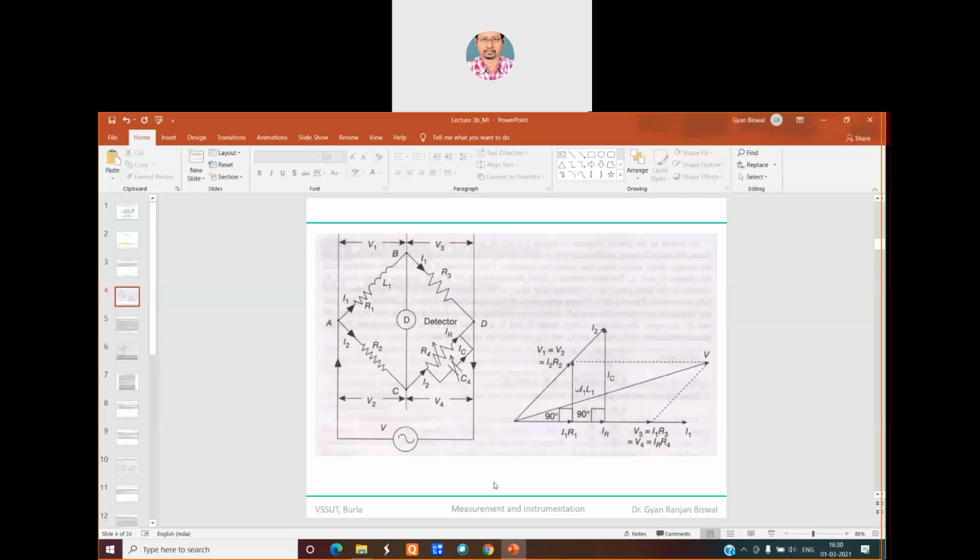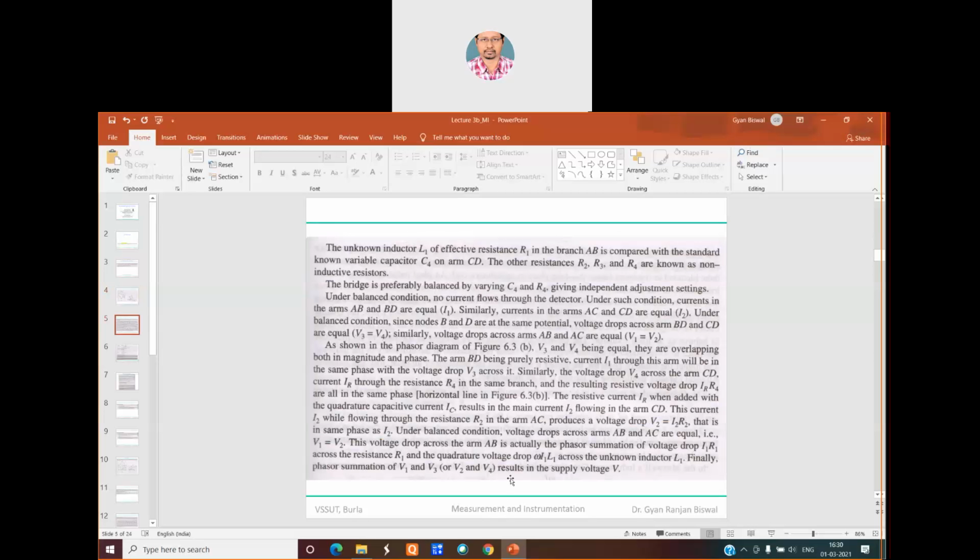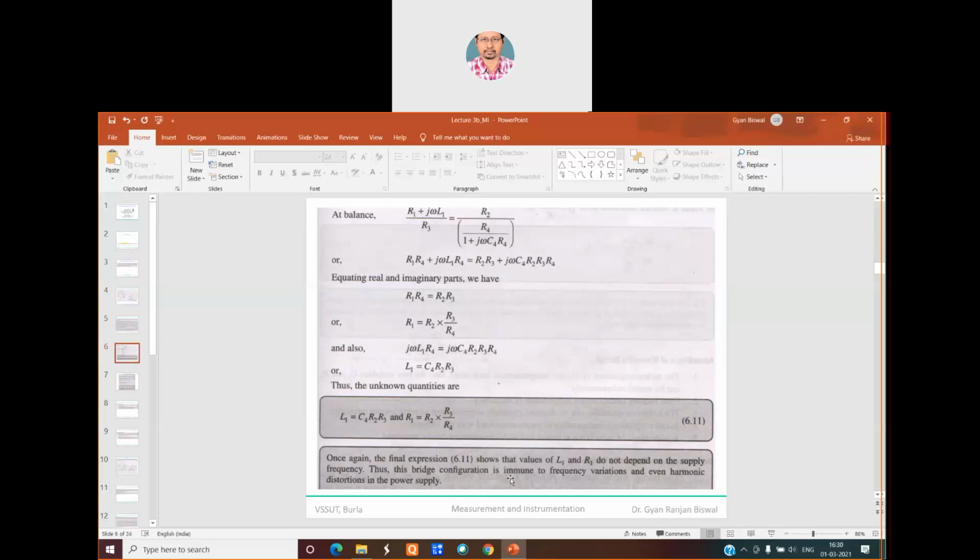Here's a diagram. I hope that you will be able to get it. It does not need to be explained. So this is the theory.